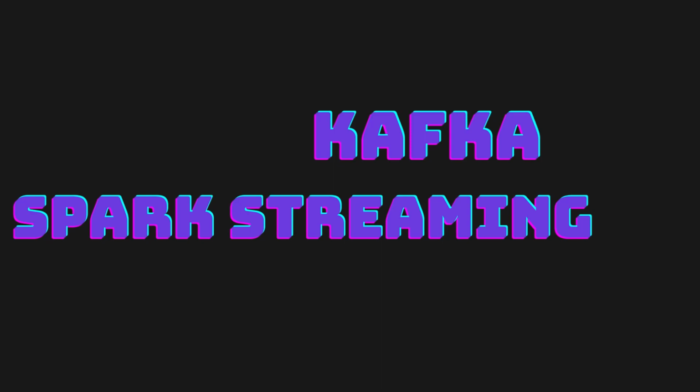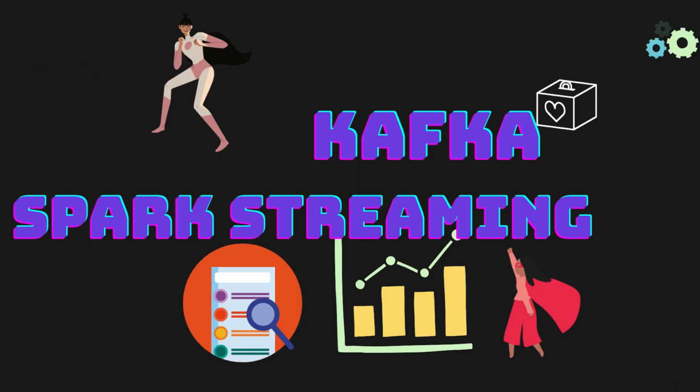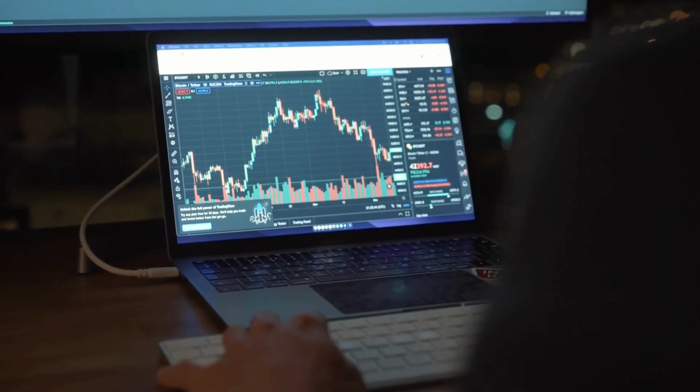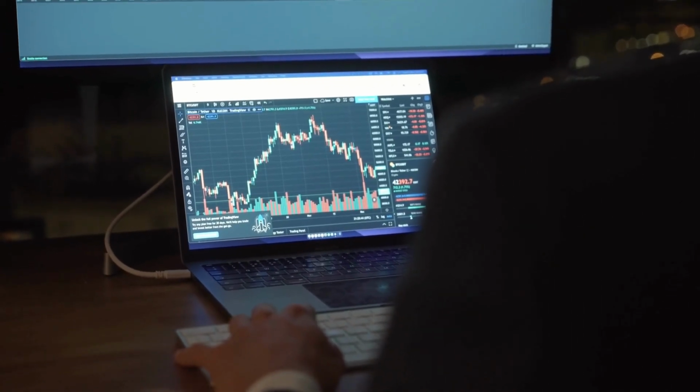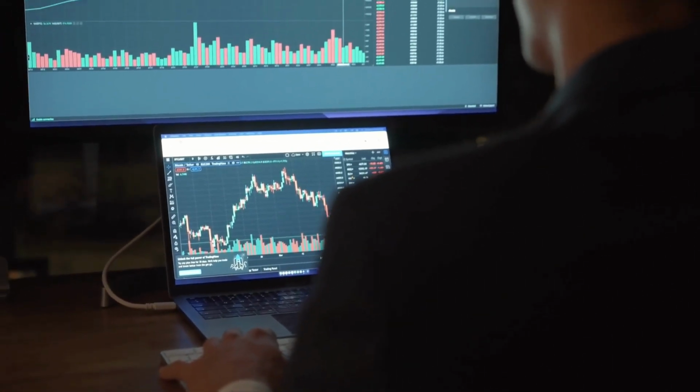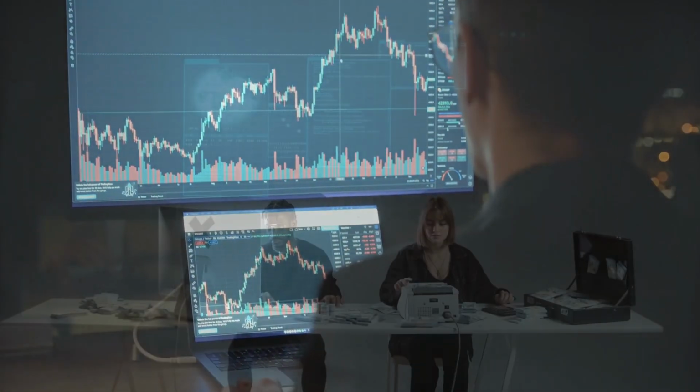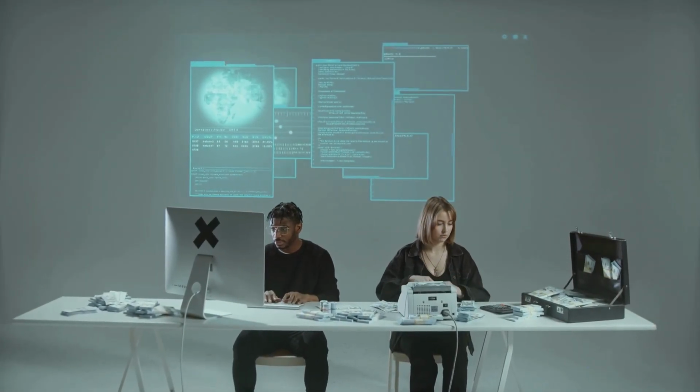When we combine Kafka and Spark Streaming, it's like forming a superhero team for data. Kafka handles the fast-moving data, and Spark Streaming jumps in to analyze it on the fly. This combo is perfect for things like stock trading or detecting fraud as it happens.